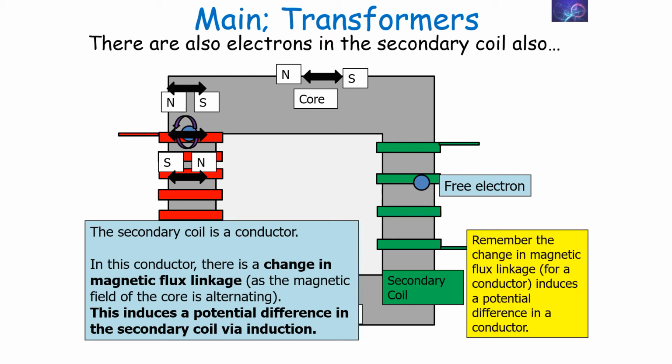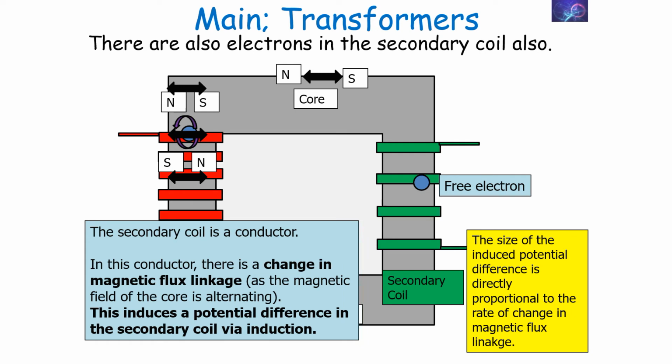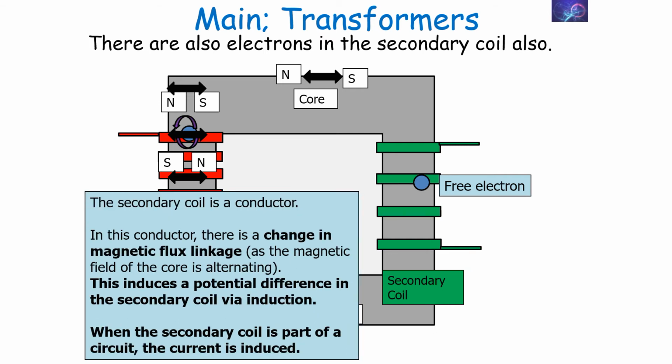Because remember, the change in magnetic flux linkage induces a potential difference in the conductor. Now remember, the size of the induced potential difference is directly proportional to the rate of change in the magnetic flux linkage, and when the secondary coil is part of a complete circuit, this will induce an alternating current.